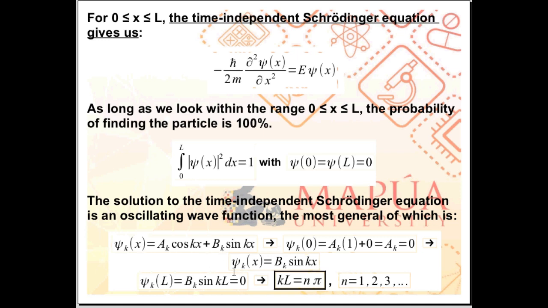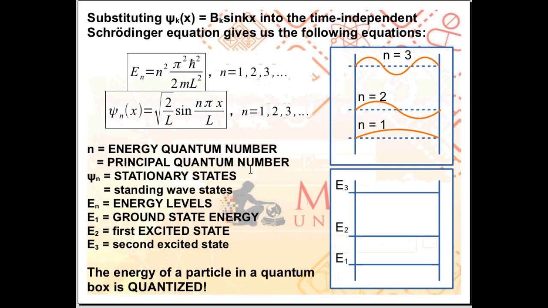If we use this equation of small psi in our time-independent Schrödinger equation and in our equation for probability, we end up with the following equation for energy. E n is equal to n squared pi squared h bar squared over 2mL squared, and psi n of x is equal to square root of 2 over L times sine of n pi x over L, where n again is equal to 1, 2, 3, 4, 5, 6, and so on. n is referred to as the energy quantum number or the principal quantum number.